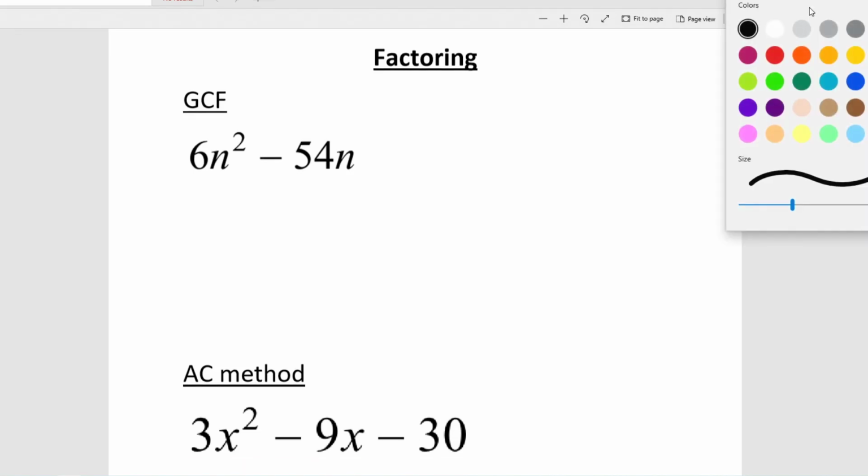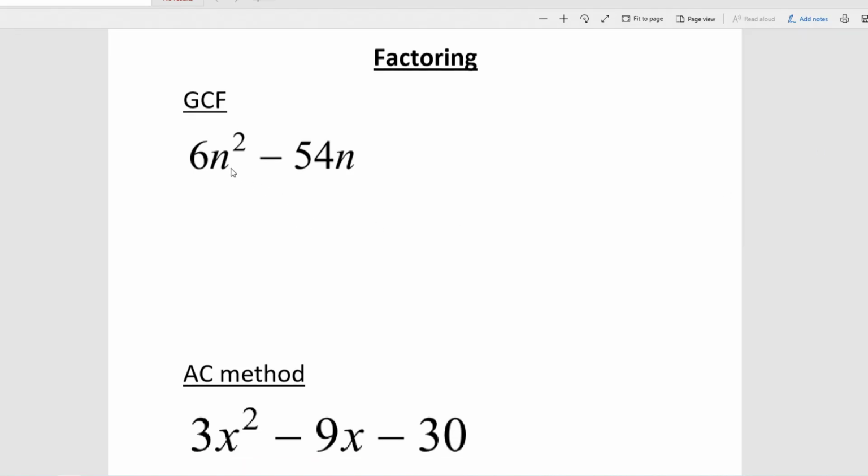Let me get a pen up here. I'll work in blue. So when you're looking for the greatest common factor, you're looking for factors that are in both terms at the same time. So what do both divide by? The first thing I'm going to look for is a variable. I see an n in both terms. That's important. So an n can come out to the front of the term.